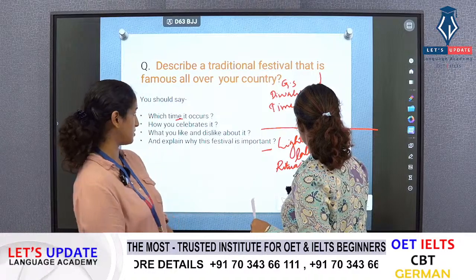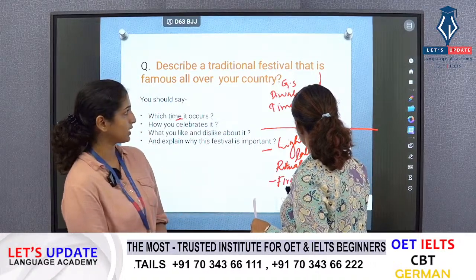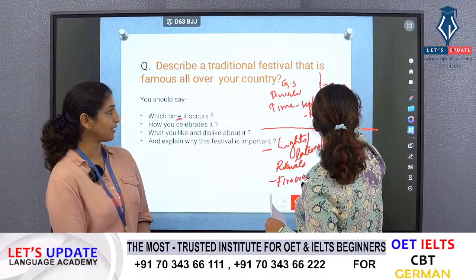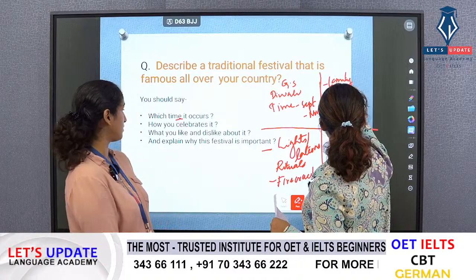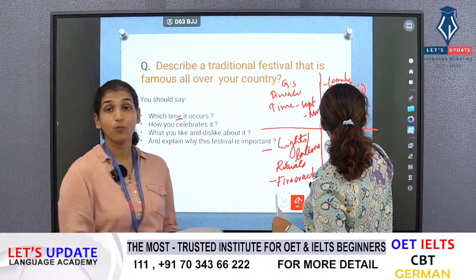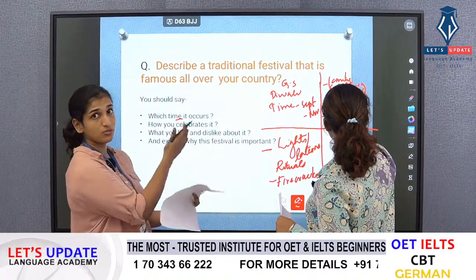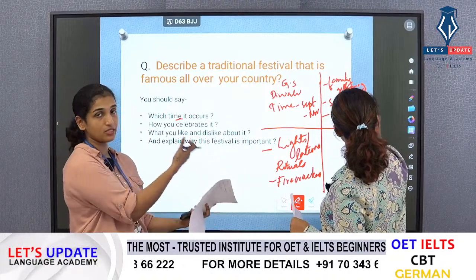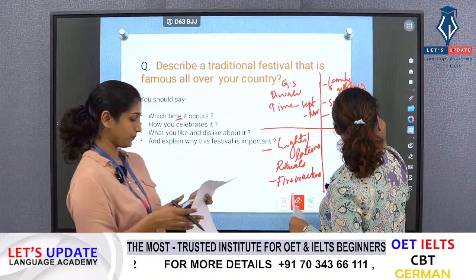So she has written certain keywords. For the first one, it is Diwali, time is November, and for how you celebrate it: rituals, firecrackers. And what you like and dislike: it's family gathering. One thing you have to be careful about is that here you have to tell why you like the festival as well as why you dislike it. It is not like or dislike. You have to mention both.